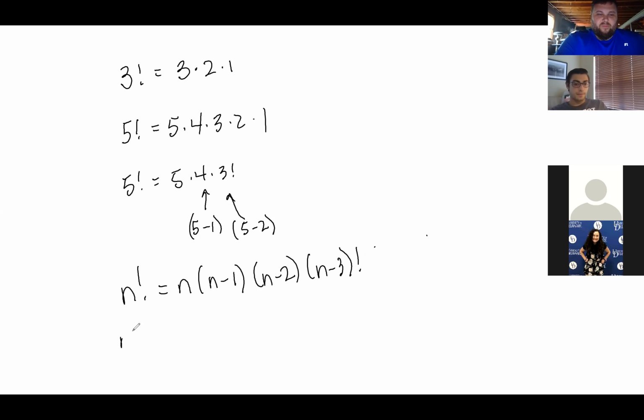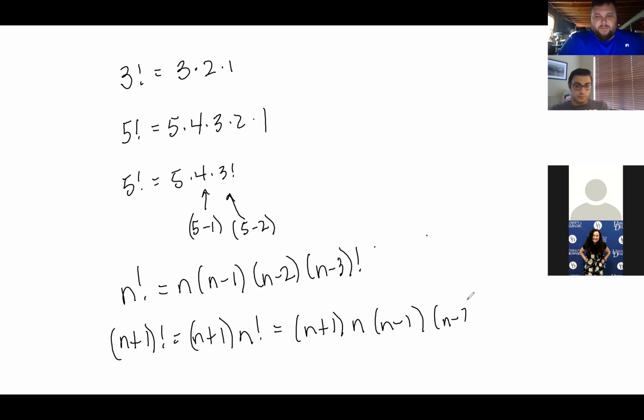And if I had n plus 1 factorial, for instance, that's n plus 1 times n factorial. Or I could break it down even further. And stop here, for instance. Okay, so it's always subtract 1 from whatever the value is that you start with and multiply it as you go down. So any questions about what a factorial means before I continue?